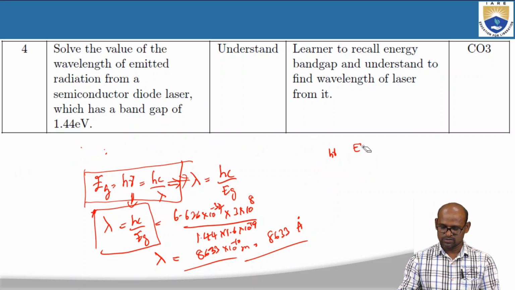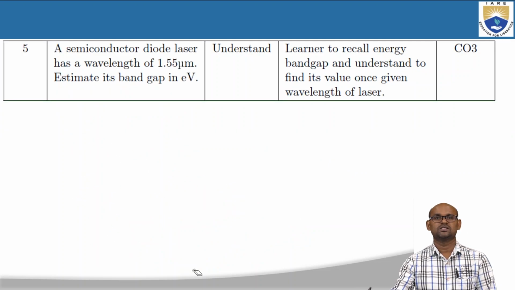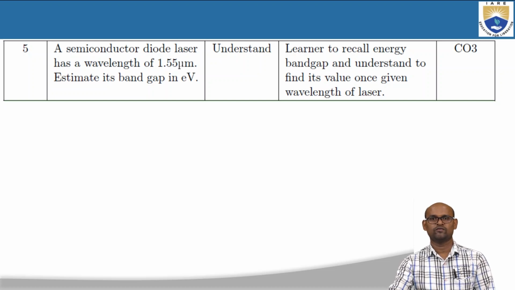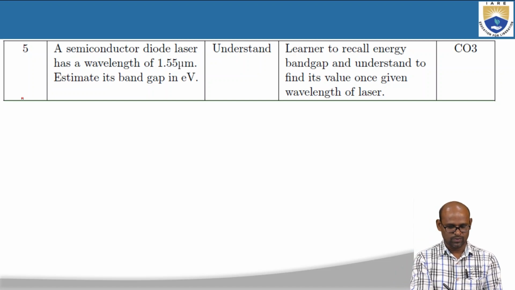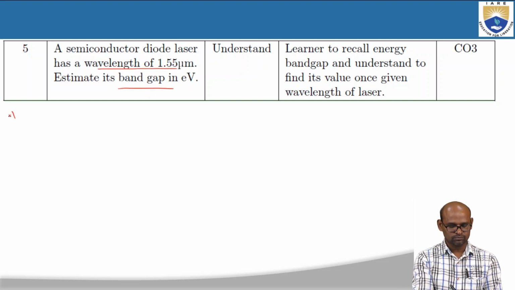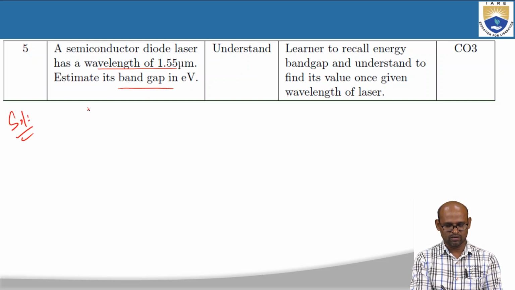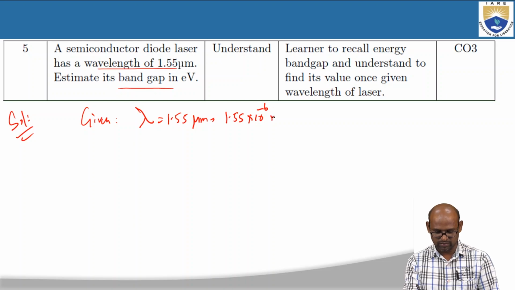Okay, so let us go to the next problem on lasers. So that will be the last one on lasers. A semiconductor diode laser has a wavelength of 1.55 micrometers. Estimate its energy band gap in electron volts. Okay. So they have given the wavelength here. Now we need to calculate the band gap. Okay. So using the same formula which we have used earlier. So given is wavelength. Lambda is 1.55 micrometers. 1 micrometer is 10 power minus 6 meters. So 1.55 into 10 power minus 6 meters.